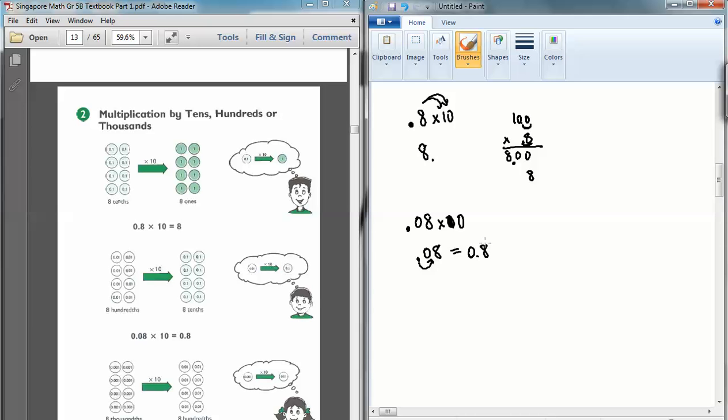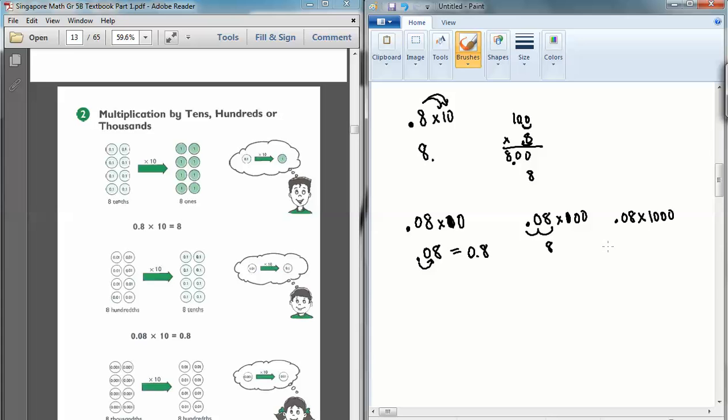What I like about multiplying by tens and hundreds and thousands is all you got to do is move the decimal place over depending on how many zeros you have. So if I have 0.08 times 100, then I simply move 2 decimal places, making it 8.0, or just 8 all by itself. We cool? Or 0.08 times 1,000. Well, that would be moving it 3 times.